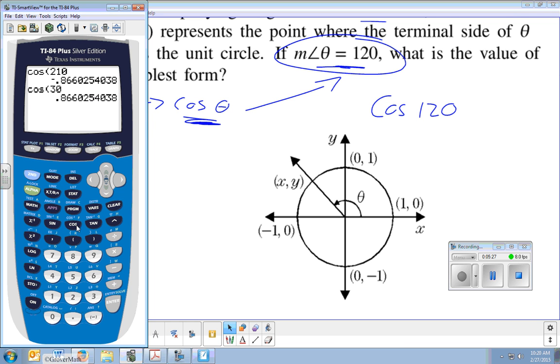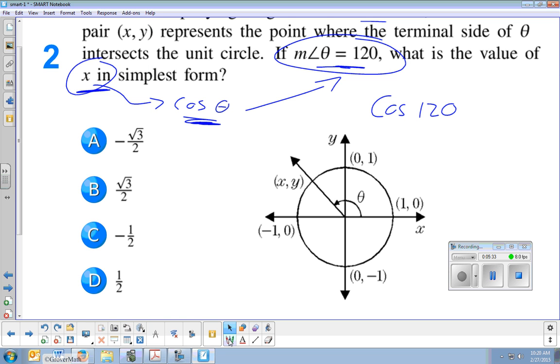You don't need your calculator. First, let me show you with the calculator that cos 120 is negative 0.5. So our answer is negative 1/2. And ultimately, that's all you need to do. The reason why it's negative 1/2, again, it's in quadrant 2.